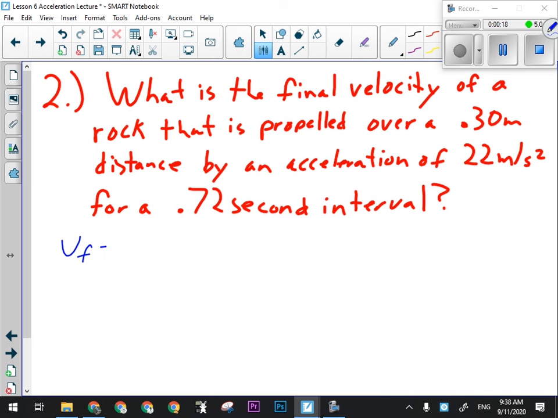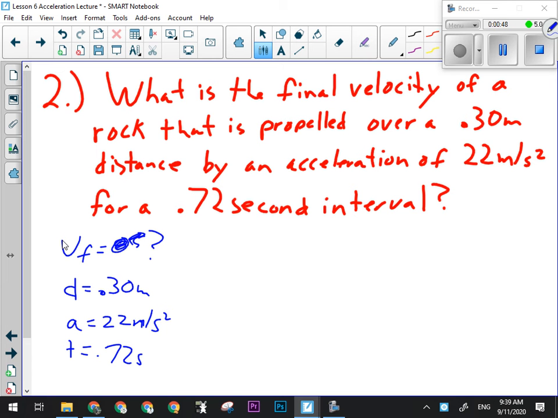Question says, what's the final velocity? So I know I'm looking for VF. Velocity of a rock that is propelled over a 0.3 meter distance by an acceleration of 22 meters per second squared, and it's over a 2.72 second interval. So I've got D, A, and T, and I'm looking for VF.